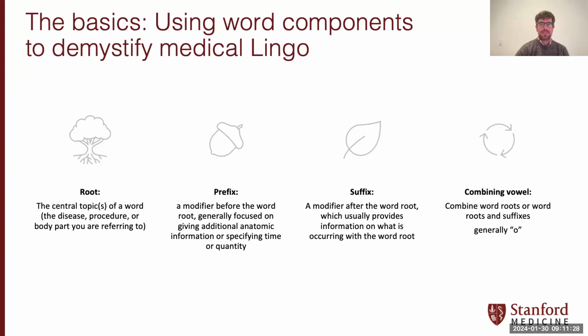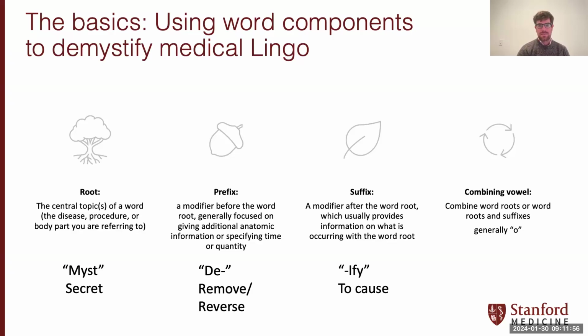This is bringing us back to grade school, but remember that most words have a root, a prefix, and a suffix. A root is the central topic of the word, usually the disease, procedure, or body part that you're acting on. The prefix is a modifier before the root. Usually it tries to give more information about location, time, or quantity. And then finally, the suffix, which comes after the root, and usually gives information as far as what's actually happening. So when you put all this together, you can demystify most medical lingo.